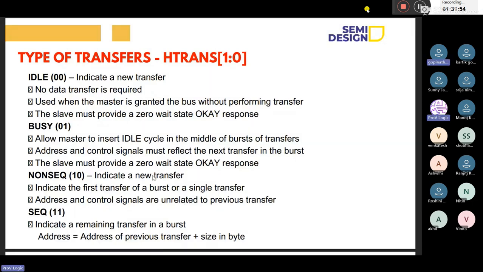Non-sequence will indicate only the first transfer, and sequence will indicate all the remaining transfers. That is the AHB protocol rule.